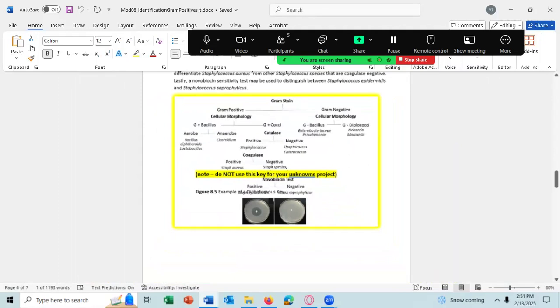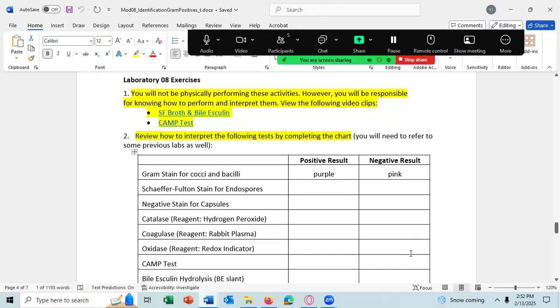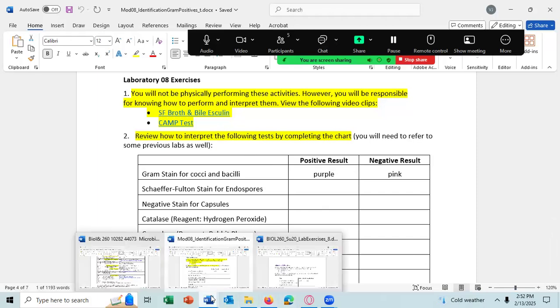All right, you're not going to be physically performing any of these activities because everything we do will be done online. However, you will be held responsible for knowing how to perform and interpret the tests in this lab, including in the lab module. We do have some video clips on running the SF broth test and the bile esculin test, and then another video on the CAMP test. So watch those videos. And then let me go to the worksheet.